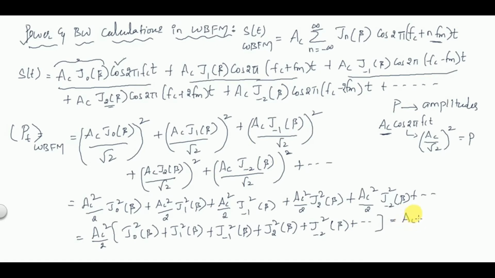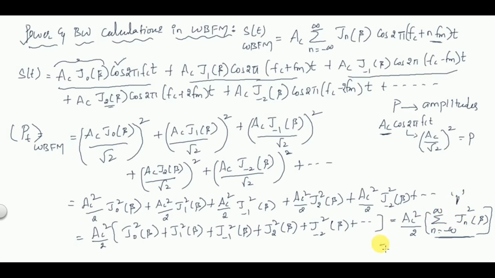So what can we write this as? The AC square by 2. If you write it in summation form, we can write it as summation n equal to minus infinity to infinity of Jn square of beta. So from the third property which I told you in the previous video, when I was telling you about the basics of Bessel function, I told you that summation n equal to minus infinity to infinity Jn square of beta is equal to 1.